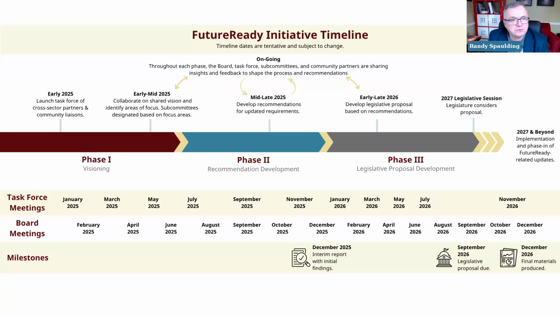In phase 2 is when we would start beginning to develop recommendations, and then finally this will end in recommendations or a legislative proposal in the 3rd phase of the work. That would be in early '26. And so you can see on here, the task force meets every other month, between the board meetings, essentially. So we're creating this conversation between the board and the task force. And we do have board members serving on the task force as well.